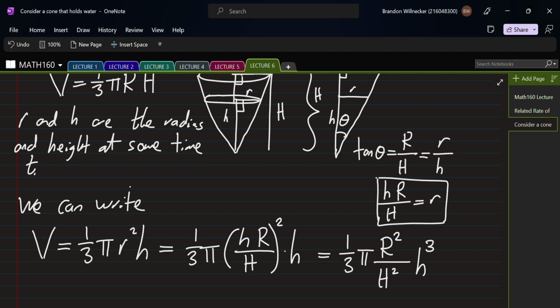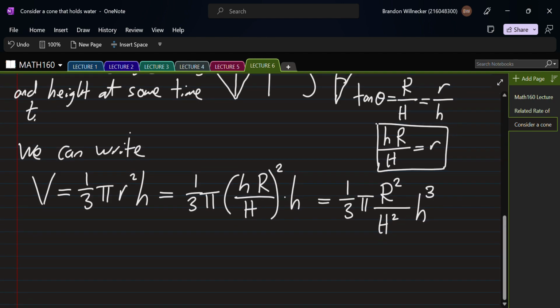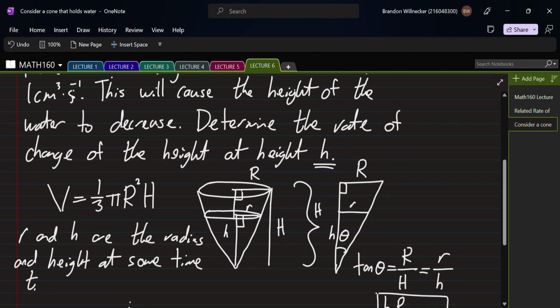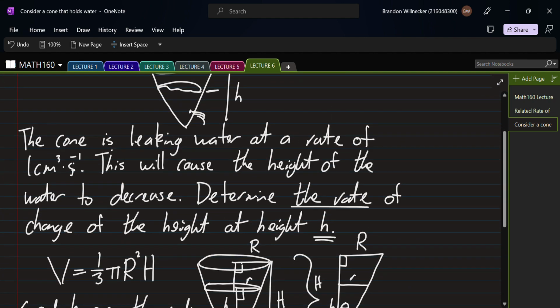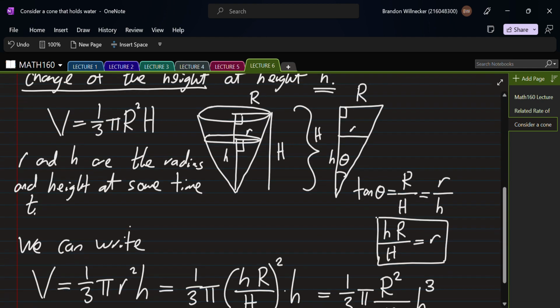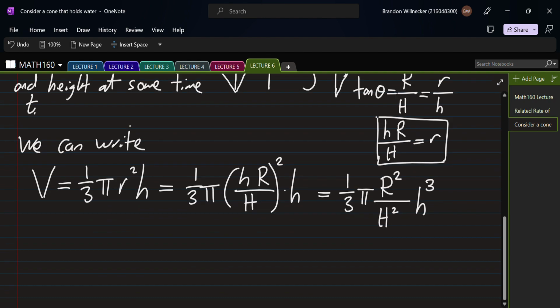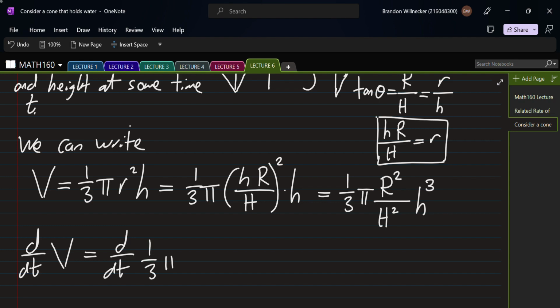We don't need to worry about what the radius is. So we've got this new formula without the radius to worry about. Now what we want is to determine the rate of change of the height. That's what the question's asking us for. So what we can do is differentiate both sides, because remember, rate of change, that's the time derivative. So we're going to have d by dt of the volume is d by dt of the right-hand side, that's 1/3 pi R squared over H squared, h cubed.